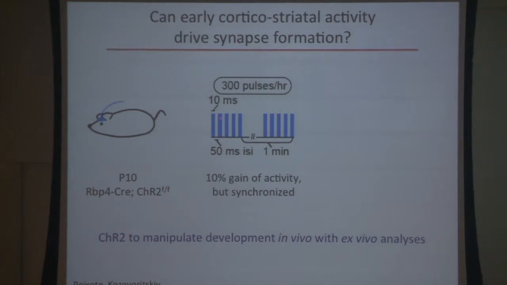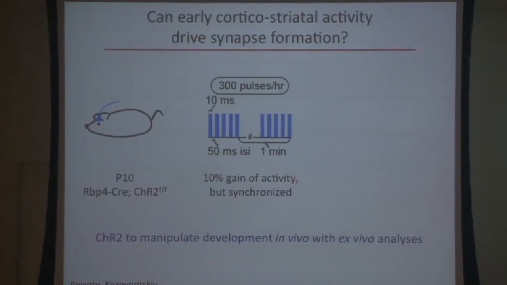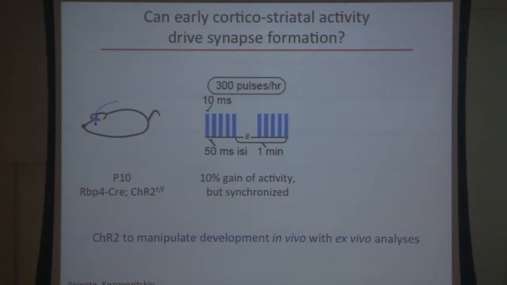They were patterned in this way: 5 pulses, and then the next minute, another 5 pulses. So one little burst of 5 pulses every minute for an hour. That corresponds to about a 10% gain in activity of cortex, with the recordings that we looked at before. But of course, now it's highly synchronized compared to the more desynchronized patterns that we saw before.